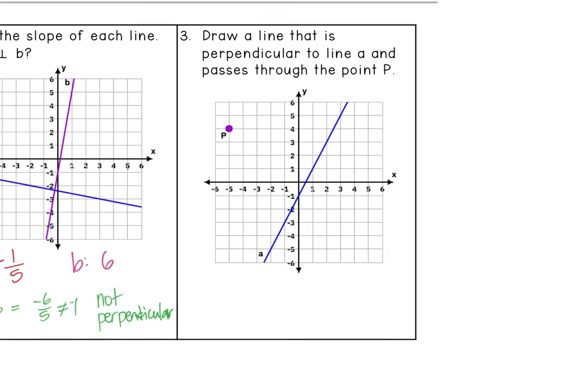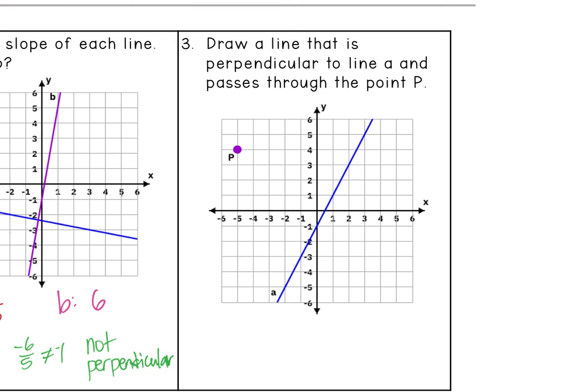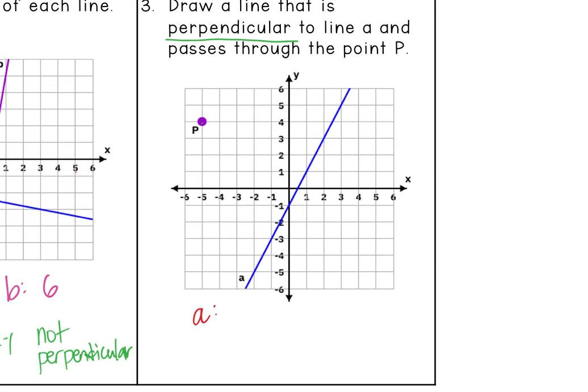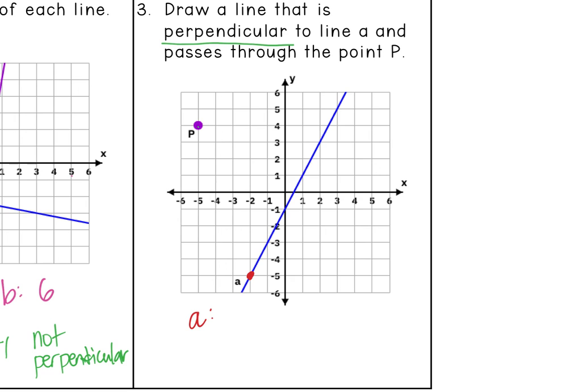Okay, and then last one. So this time they only give us one line and they give us a point. They want us to draw a line that is perpendicular. So first, let's find the slope of the line that they gave us. So line A. Right here is a good point, -2, -5. And then right here, -1, -3. So if I count, they're going up 2 over 1. So the slope is 2 over 1, but we could just write 2.